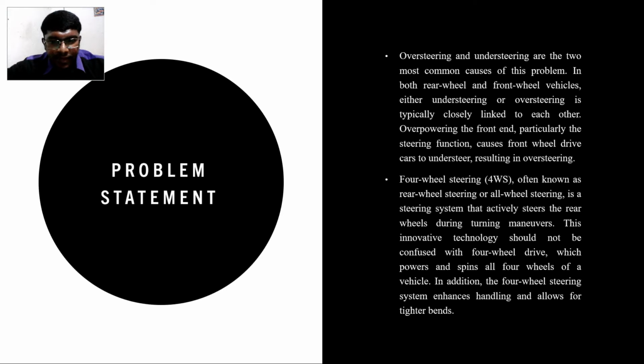Okay, next, 4-wheel steering, which is 4WS, often known as rear wheel steering or all-wheel steering, is a steering system that actively steers the rear wheel during turning or maneuvers. This innovative technology should not be confused with 4-wheel drive, which powers and spins all 4 wheels of a vehicle. For example, pickup trucks nowadays.